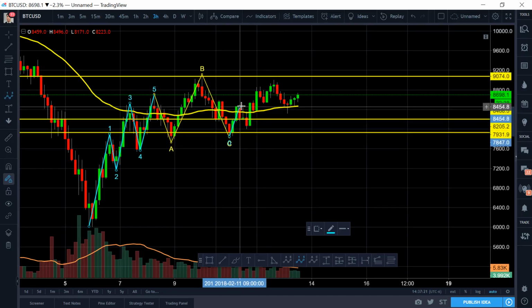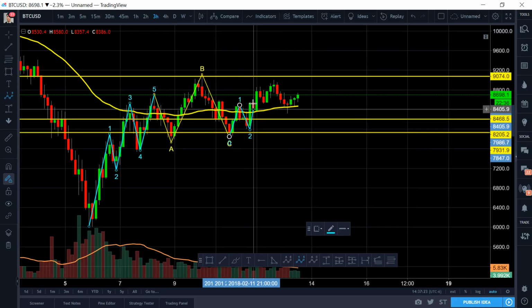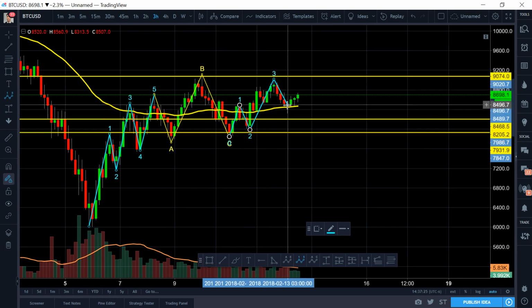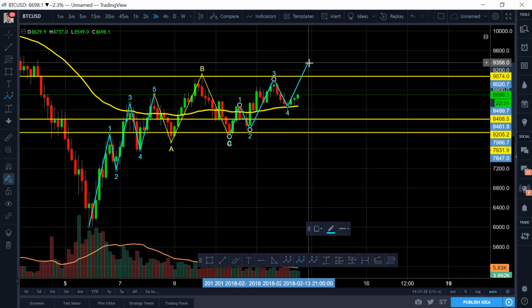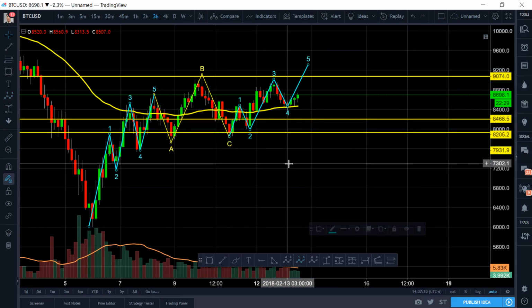So I believe that this is basically wave 1. That is wave 2. And this was wave 3 in here. And this is a sloppy wave 4. And there will be a wave 5 somewhere in here attempting to break it.